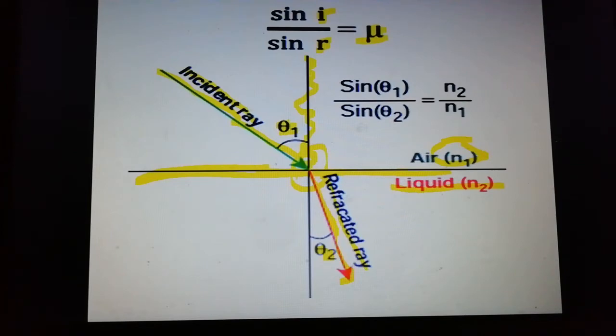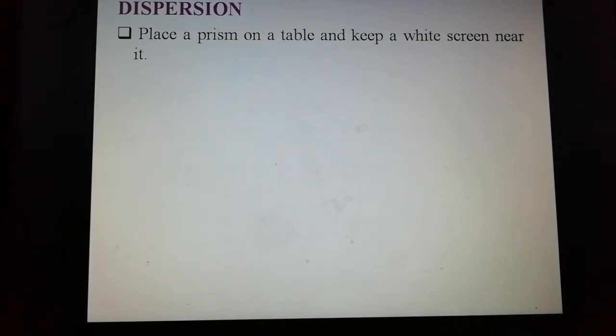Okay students, then dispersion. This is one of the important ones. Place a prism on the table and keep a white screen near it. A prism is a triangle shaped object. A prism allows light through two sides and the third side does not allow it.